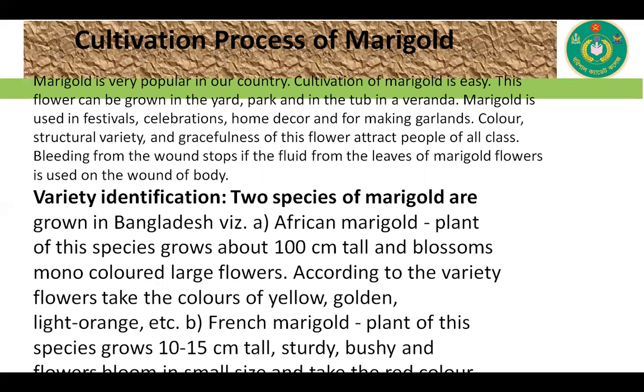A. African marigold. Plants of this species grow about 100 centimeter tall and blossom monocolored large flowers according to the variety. Flowers take the colors of yellow, golden, light orange, etc. B. French marigold. Plants of this species grow 10 to 50 centimeter tall, sturdy, and flowers bloom in small size and take the red color.